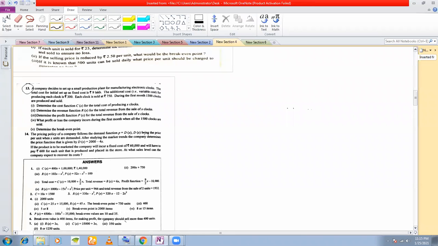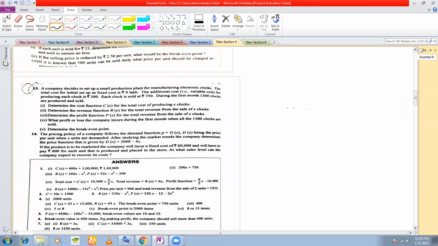So read the question here. I'll just make it a little bigger. Okay, now we are going to do number 13. A company decides to set up a small production plant for manufacturing electronic clocks. The total cost for the initial setup as fixed cost is rupees 9 lakhs. So for number 13, the fixed cost is given to you as 9 lakhs.